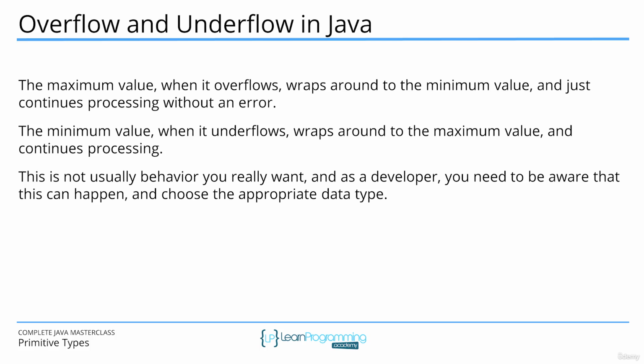This is not usually behavior you really want, and as a developer, you need to be aware that this can happen and choose the appropriate data type. Imagine if you had a counter for your website visits and set it to an int data type. If you were fortunate to reach that maximum value, which we said was about 2.14 billion, your counter would then go negative. As we'll see in the next video, there's a data type to hold much bigger numbers if we need them to avoid situations like this. But ultimately, as programmers, it's our responsibility to use the appropriate data type and also to ensure the range of numbers we're trying to store in that data type is really within the supported range.